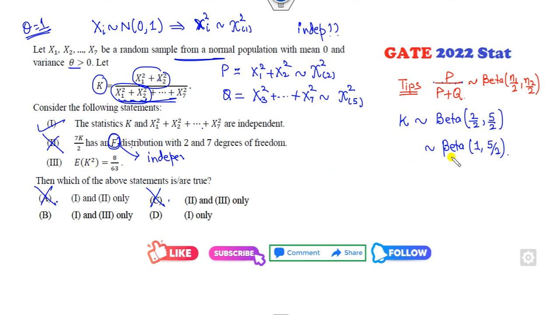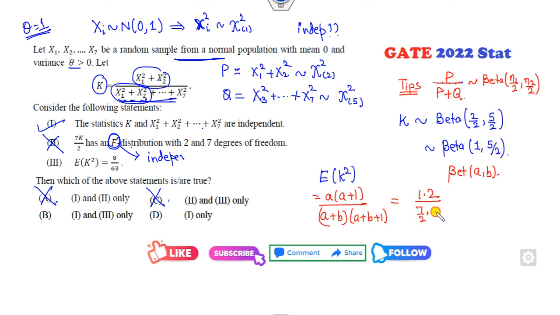So that means, once it is a beta distribution, what is the expected value here? If I call it beta distribution of a comma b, then the expected value will be (a plus 1) divided by (a plus b) and (a plus b plus 1). If I substitute here, a is 1 into 2, 5 over 2, a plus b will be 7 by 2, and 7 by 2 plus 1 is 9 over 2. So it's 8 over 63. So yes, this is the correct option. So only B is my correct answer.